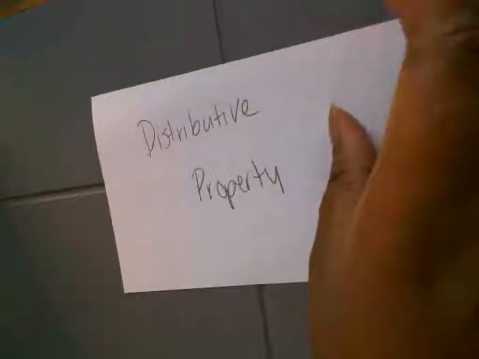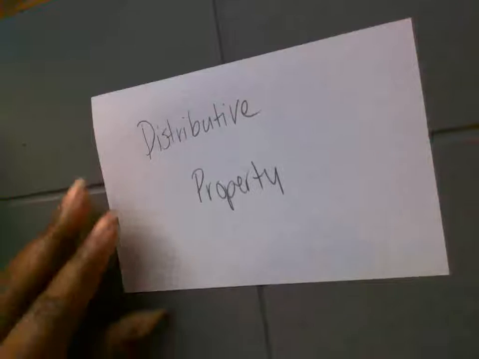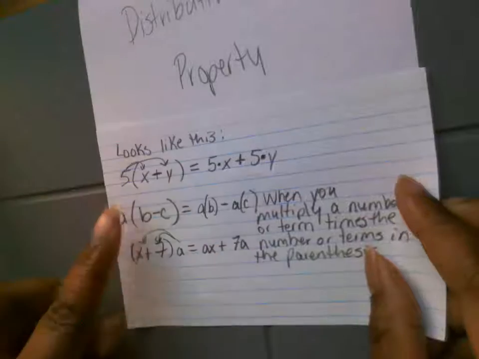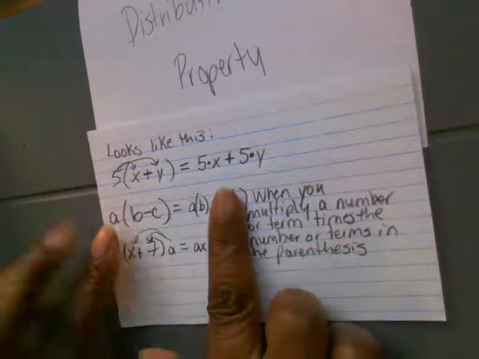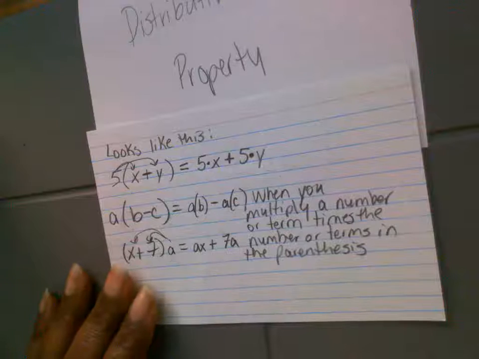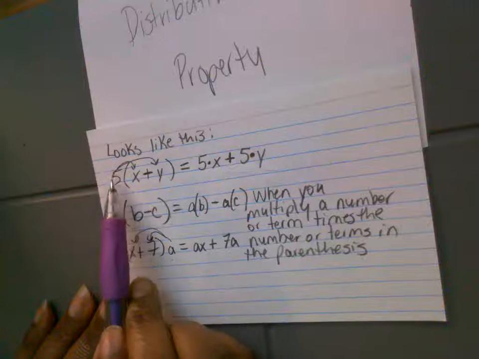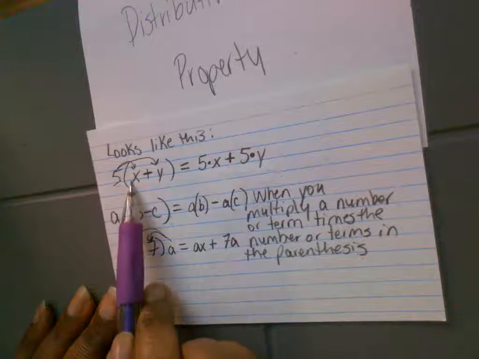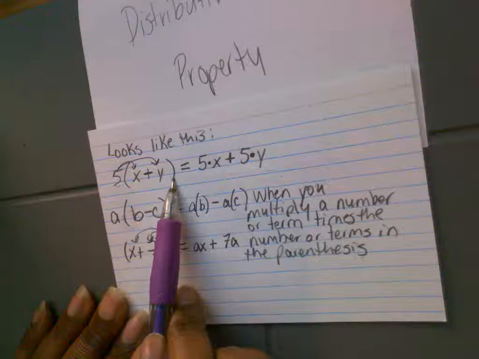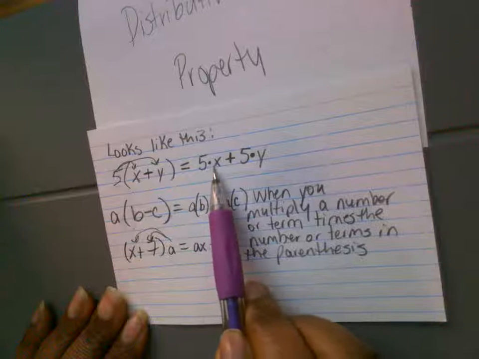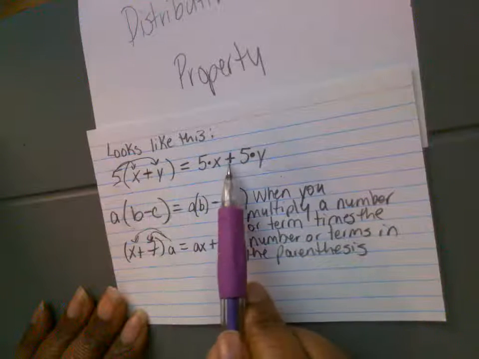This is a new card now. Let's do this. It's distributive property. This is what's going to be on the front of the card: distributive property. On the back side of the card, distributive property looks like this. You don't have to write all of the examples. You can just write this one. Distributive property is where you have a number or a term on the outside of the parentheses, and you're going to take this number or term and multiply it times all the numbers that are in the parentheses. So you're going to take 5 and multiply it times this x, which gives me 5 times x. Whatever operation that is, you just keep it in the middle.